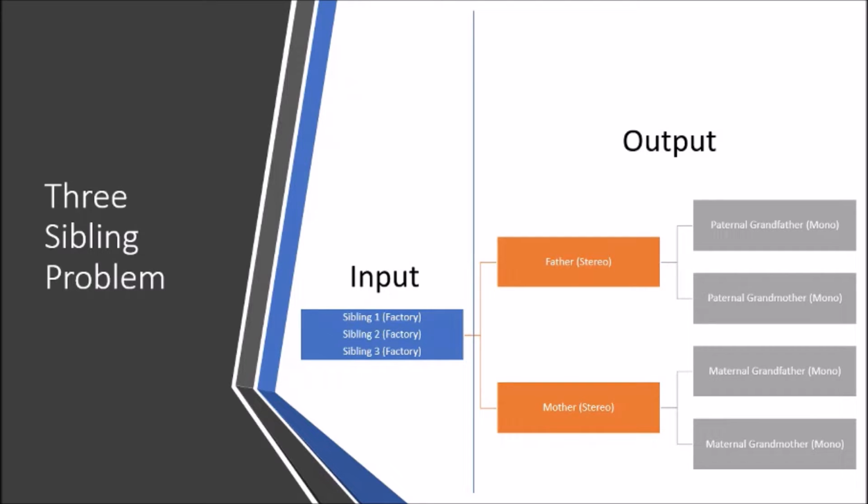So this is the three-sibling problem. For input, we have three siblings, sibling 1, 2, and 3, who took factory DNA kits from the major testing companies. And the desired output would be 2 stereo kits for the father and mother, and 4 grandparent kits. They'd be mono kits for each of the grandparents of the 3 siblings.